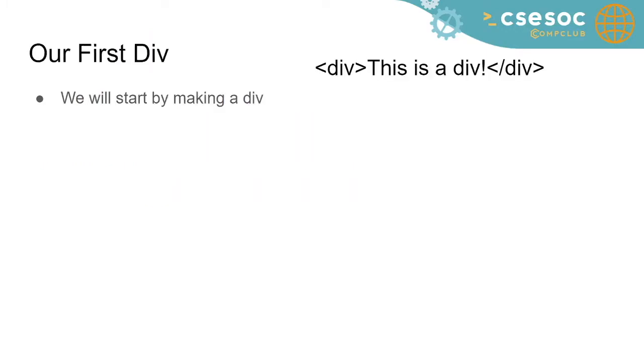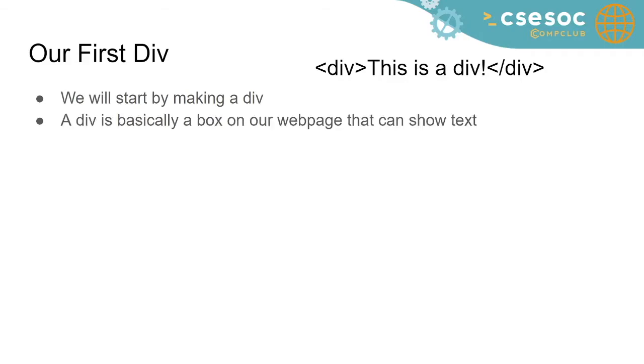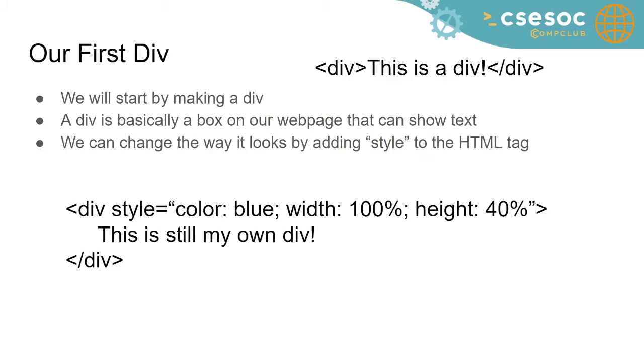Finally, we are now moving on to some actual HTML elements. The first and most common element in HTML is the div, short for division. The div tag in HTML serves as a container on our web page, which allows us to display HTML elements such as text and images.